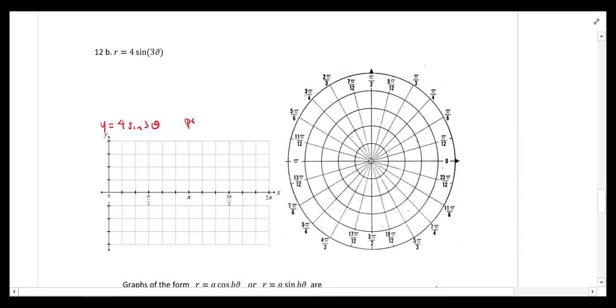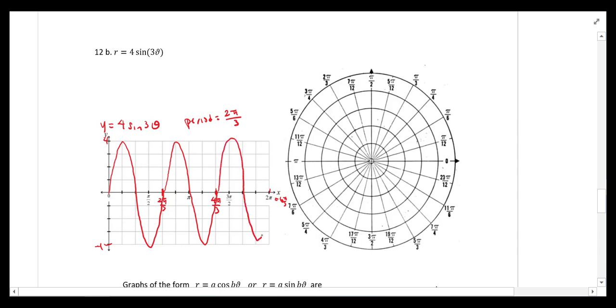3 theta, wow. So the period is, what, 2 pi over 3? 2 pi over 3. That's 4 spaces, right? 4 pi over 3, 6 pi over 3, yeah. It's 4, so that's good. So sine, so that's 4, -4. Another repeat, and a third repeat. Okay.